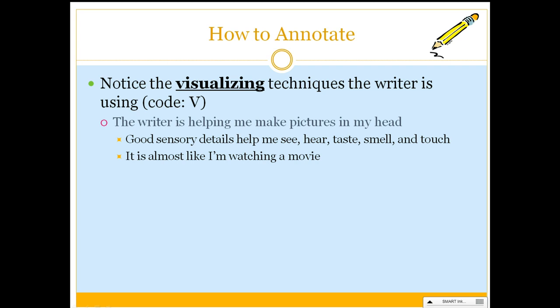Visualizing is a good technique that allows you to picture what the writer is forcing you to think of in your head. So the writer's helping you make a picture in your head. The code for this is a V. But basically, you're looking for good sensory details, anything that helps you see, hear, taste, smell, and touch. And then think of it as it's almost like you're watching a movie.